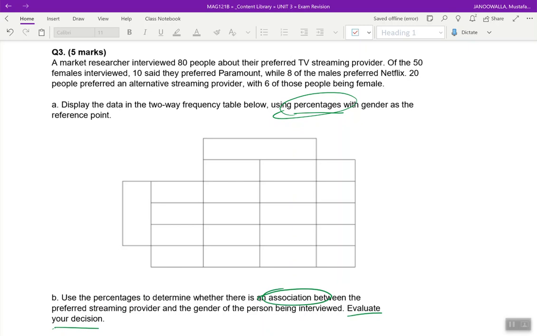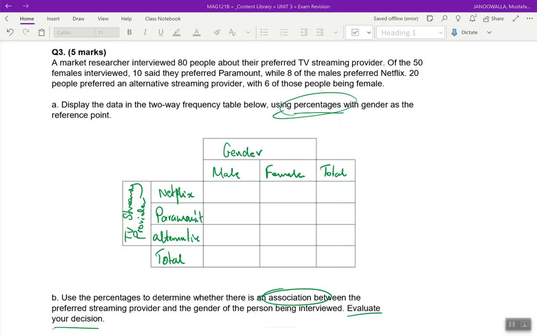Okay, we've got gender. I know it's going to go in the top here because I've got 2 spots for it, and the last one's our total. So male, female, total. Then TV streaming provider. Alrighty, once I've got them all in there, we can start reading again.